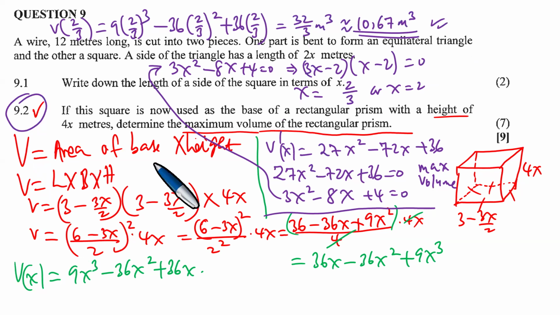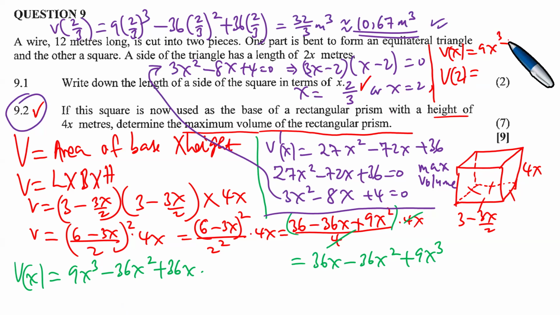Okay, now I must indicate that this is going to be the maximum volume, but now we got two values of x. The maximum value occurs at this one, because if you check v of 2 and substitute into the volume function, which is v of x, which sits as 9x cubed minus 36x squared plus 36x, you get 9 times 2 cubed minus 36 times 2 squared plus 36 times 2. Okay, you get the result.